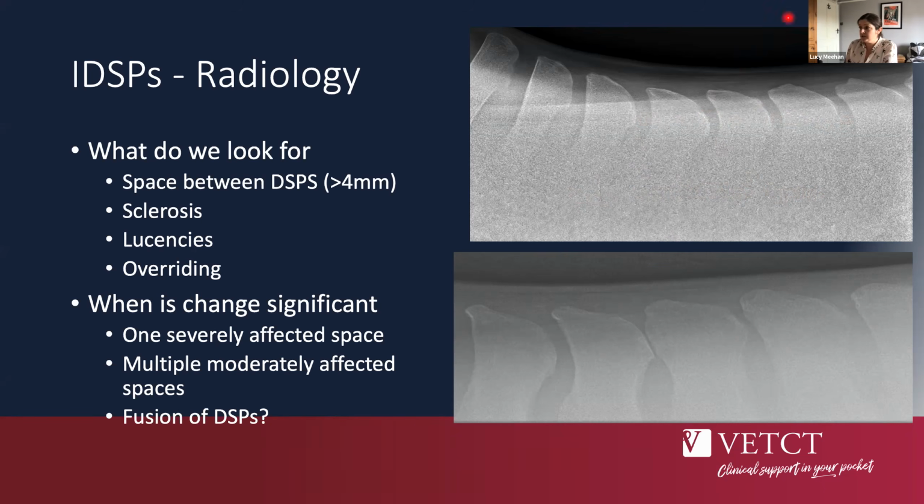This one at the bottom is a little bit more challenging. So this has one space, maybe 2, if we're being harsh, that we would possibly interpret as slightly narrow, but one space where the interspinous space is fairly narrow. It measured about 1 millimeter. We've got possible modeling of the caudal aspect of this spinous process, and flattening of the cranial aspect of the opposing spinous process.